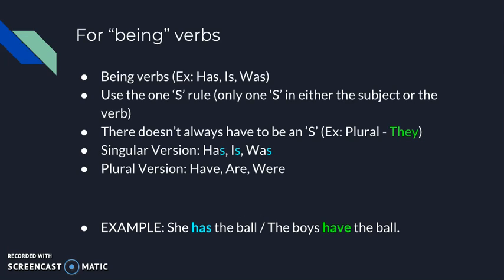An example with a singular subject is she has. Notice the s. She has the ball. An example with a plural subject is the boys have. Notice how there is no s. The boys have the ball.